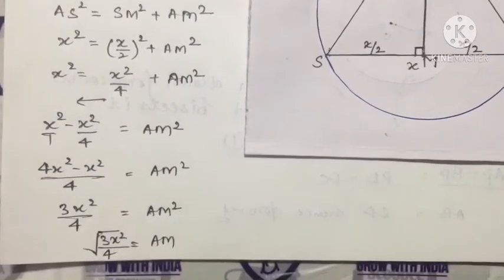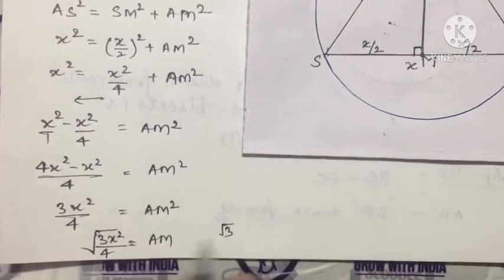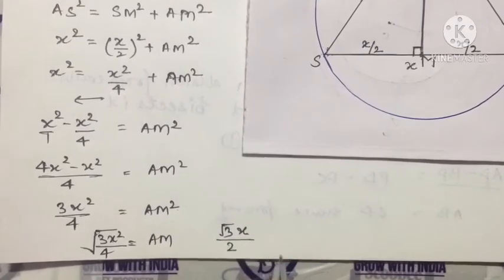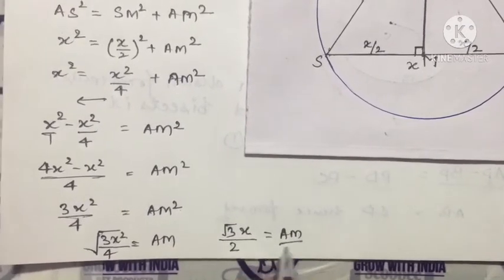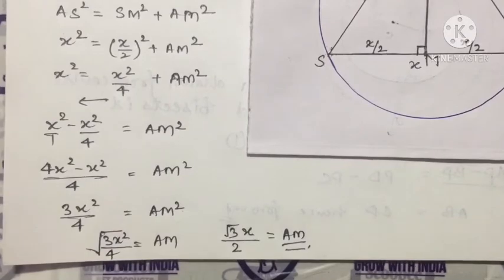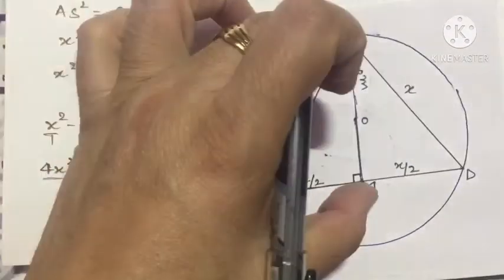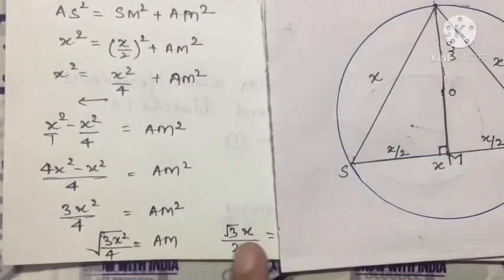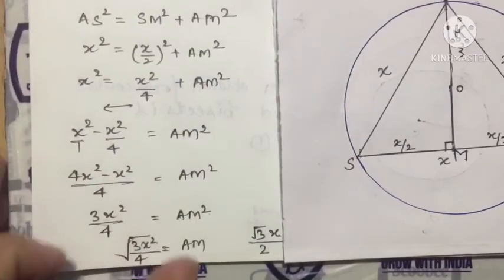और अगर आप इसको थोड़ा सा और सिंप्लीफाई करते हैं तो आपके पास √3 रह जाएगा। x स्क्वायर जब बाहर निकलेगा it will become x, और 4 का जो रूट होता है वो क्या होता है, 2। ये किसकी वैल्यू आ चुकी है आपके पास? This is the value of AM. ये कंप्लीट की वैल्यू आप निकाल चुके हैं। The value of this is √3/2 x. Now listen to me very very carefully.